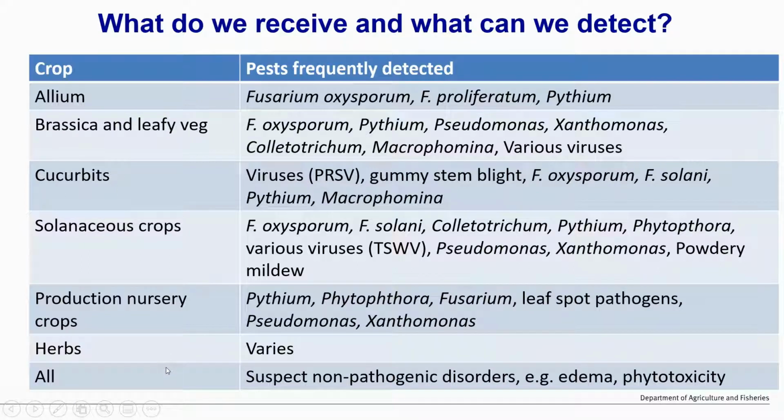We also end up providing some indication where we suspect that there are non-pathogenic disorders, whether it's edema or a suspect herbicide or nutrient deficiency or disorder. We don't have tests to determine whether there's a nutrient deficiency or a phytotoxicity, whether there's herbicide damage, but there are other labs that do that sort of work. We can look at it and go, we think it's that, or we think it's so on and so forth. Does that match up with your observations?